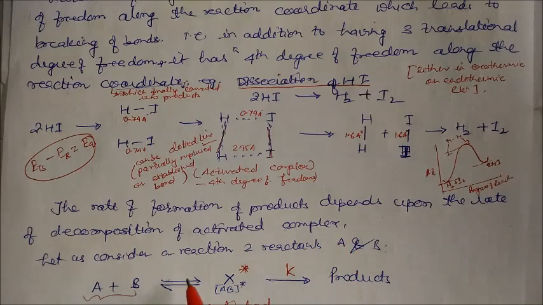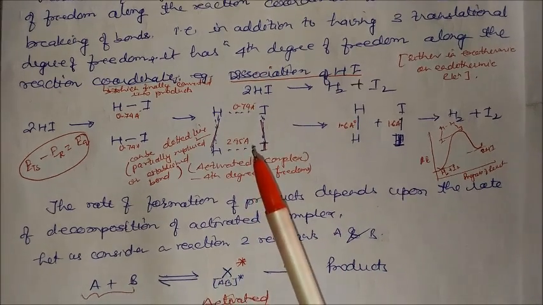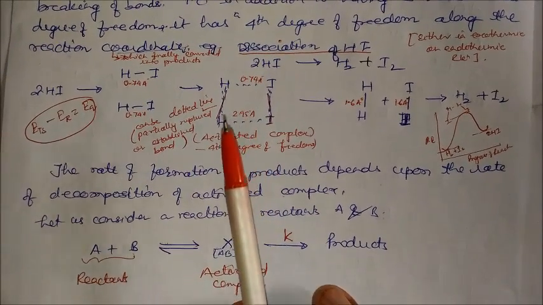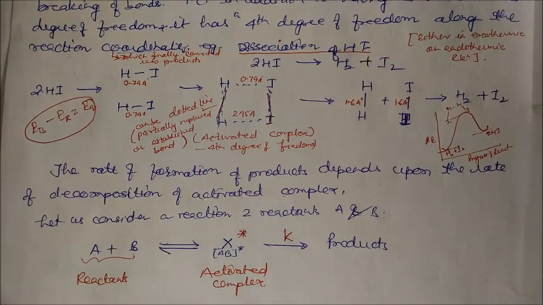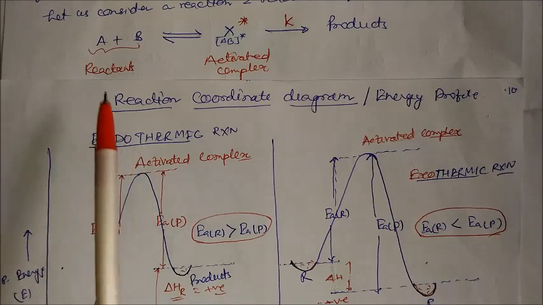Let us consider a reaction of 2 reactants A and B. A and B are converted into the activated complex, that is AB star, and this activated complex, with this rate constant, is converted into product. We will derive a mathematical relation with this hypothetical reaction. Let us see how. So this is the reaction.